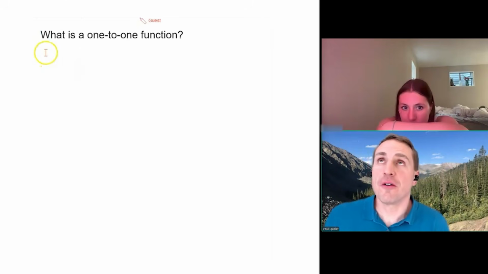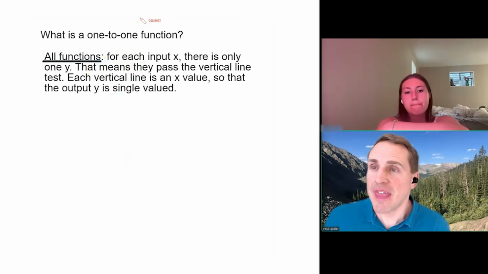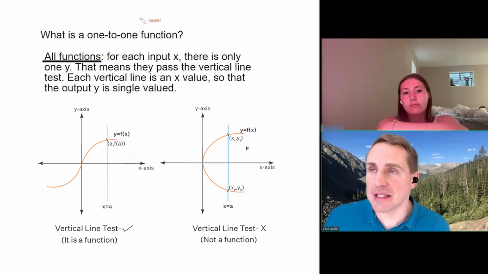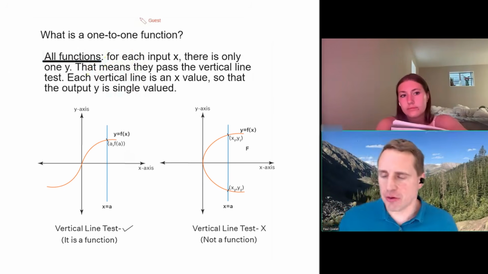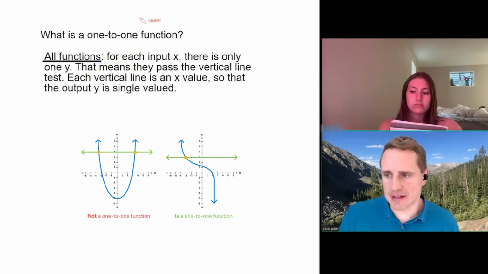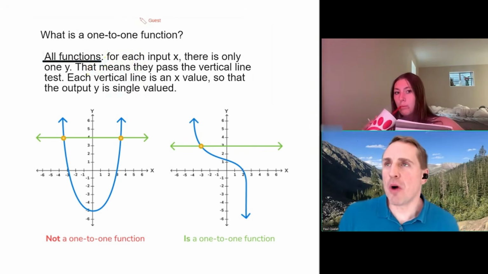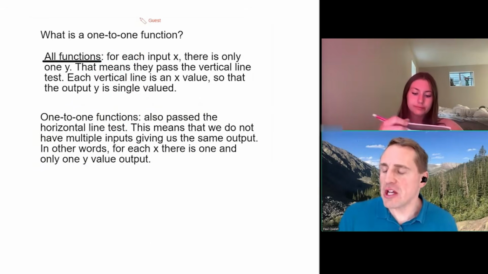All functions, for each input x, there is only one y. That means they pass the vertical line test. Each vertical line is an x value so that the output y is single valued. But one-to-one functions also pass the horizontal line test. This means that we do not have multiple inputs giving us the same output. In other words, for each x, there is one and only one y value output.